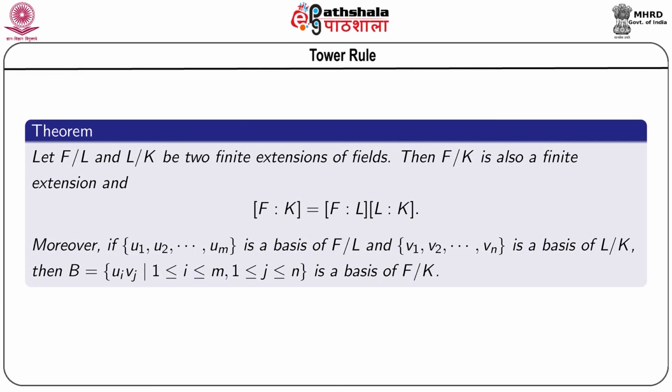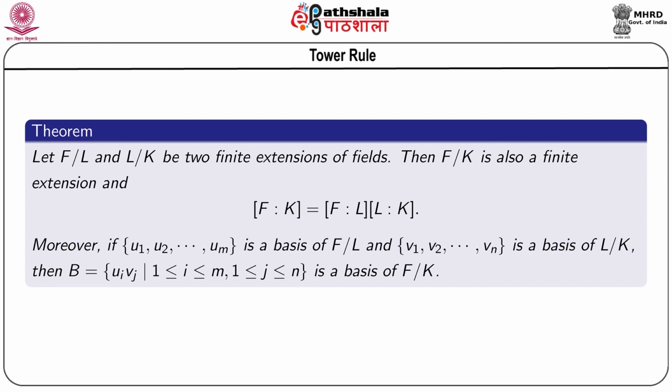Now, we have a very important theorem which is known as the Tower rule, which says that if F by L and L by K are two finite extensions of fields, then F by K is also a finite extension, and the degree of the extension F by K is the product of the degrees of the extensions F by L and L by K. Also, this theorem suggests a basis of the extension F over K.